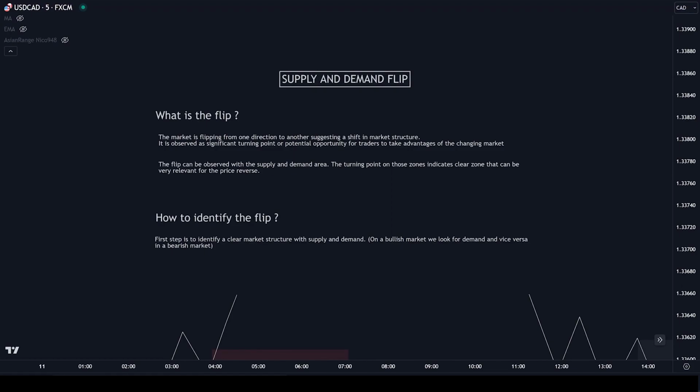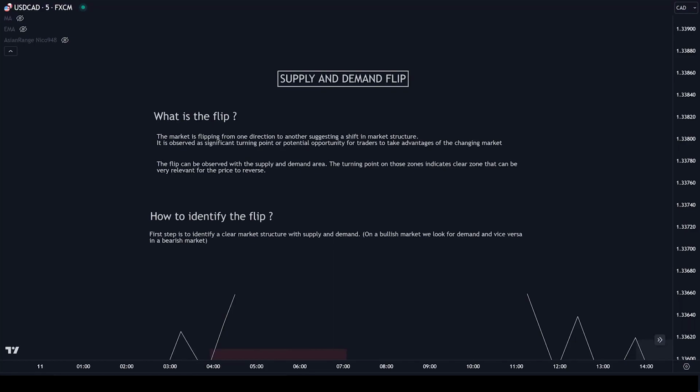So in this YouTube video the topic will be the supply and demand flip. We are going to start to see what the flip is, how to identify it with some schematics step by step, and then we're going to see how to draw it directly on the chart. The first thing we need to note is what the flip is.